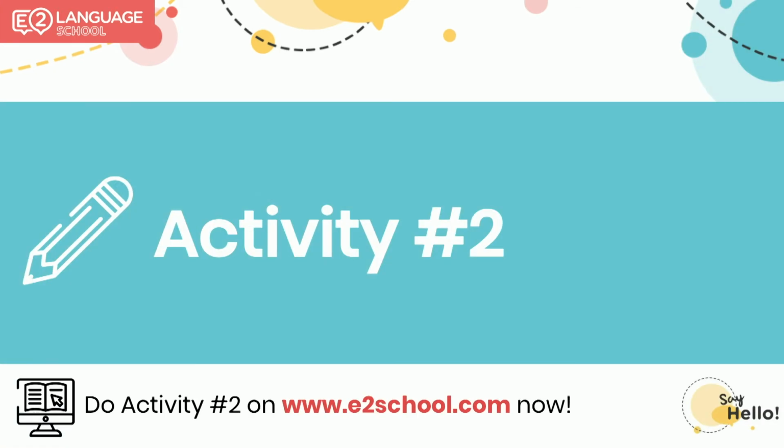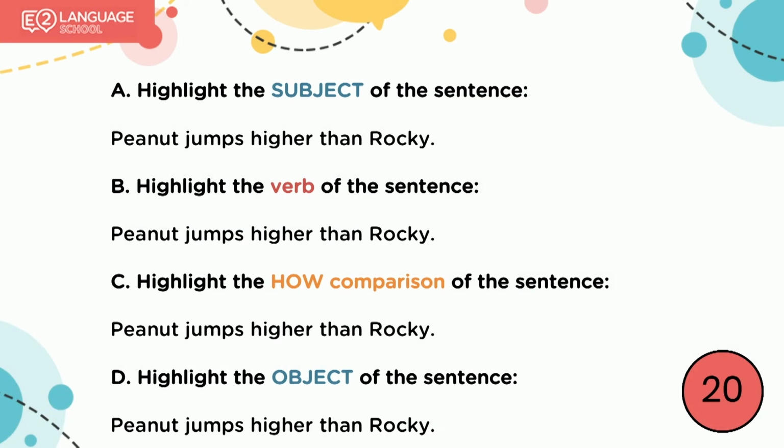Right, your turn. Let's do activity number 2 on e2school.com. Hopefully you've got that. I want you to identify the subject, the verb, the how comparison, and the object, please.